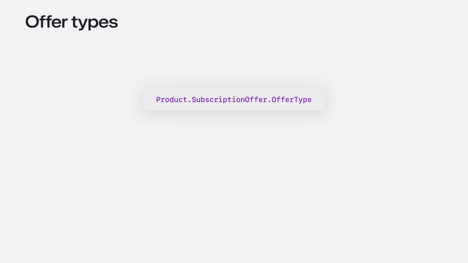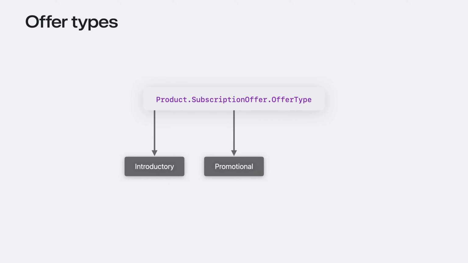First, let's review how to distinguish a win-back offer from the other existing offer types. StoreKit 2 uses the offer type model to identify a subscription offer type. The supported types are introductory, promotional, and starting with iOS 18, win-back.